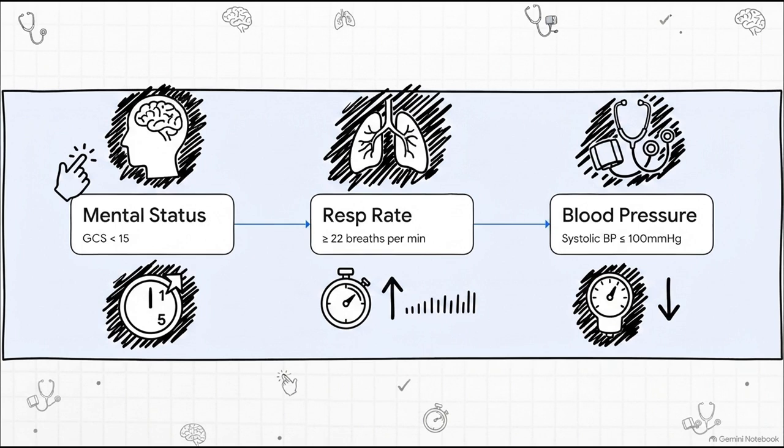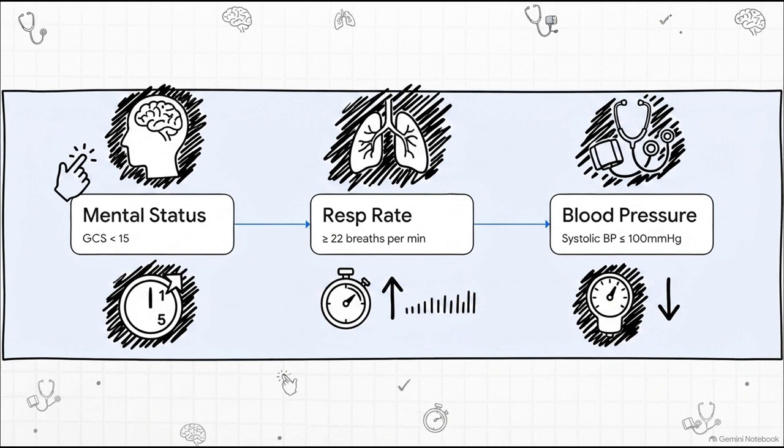First up, altered mental status. Specifically, a Glasgow Coma Scale, or GCS, score of less than 15. And hey, quick fun fact, altered mental status is often the absolute first, yet most easily missed sign of deterioration on a busy ward. Second, we're looking at an elevated respiratory rate, tachypnea of 22 breaths per minute or greater. And third, low blood pressure. Specifically, a systolic blood pressure of 100 millimeters of mercury or less.